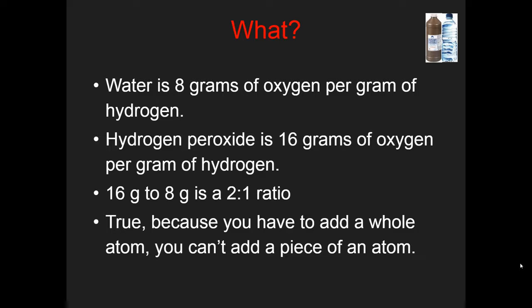the other compound. So again, if water is 8 grams oxygen per 1 gram of hydrogen, hydrogen peroxide, which is H2O2, is going to be 16 grams of oxygen per 1 gram of hydrogen because it is a 2-to-1 ratio, because I'm adding a whole other atom to the mix. I can't add a portion of an oxygen atom. I have to add a whole other atom. They come in whole numbers. You can't add fractions. No fractions.